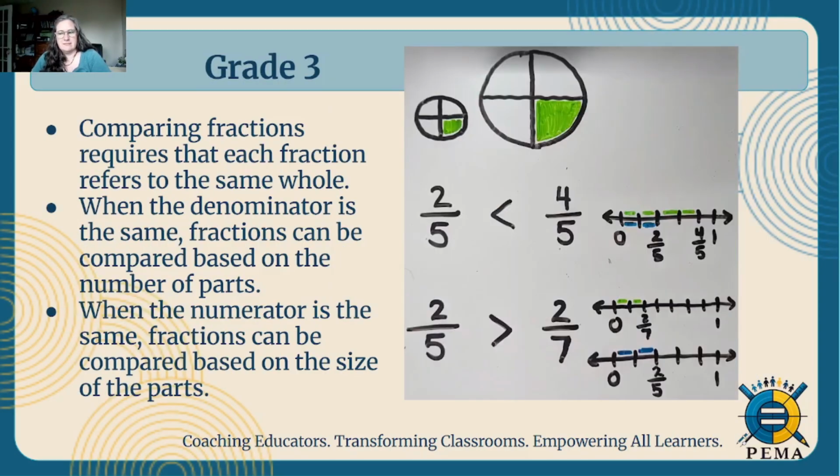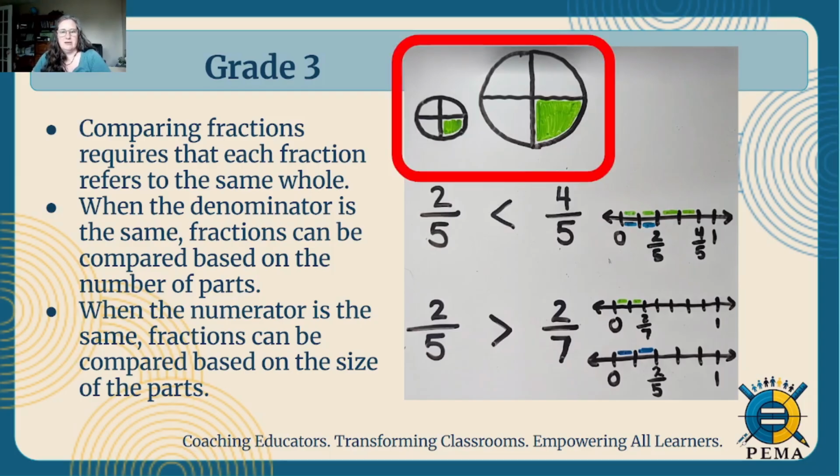The final concept that 3rd graders touch on is comparing fractions. There are a few big ideas embedded in this concept. First, we can't compare fractions unless the wholes are the same size. So in this first image, we can't compare the fourths because one whole is significantly bigger than the other one.